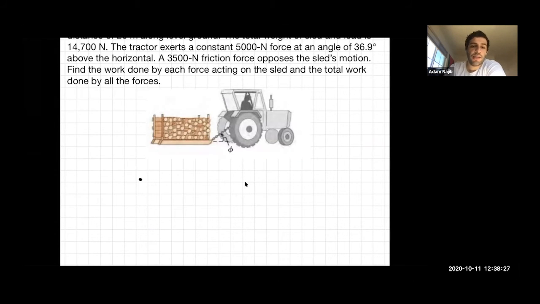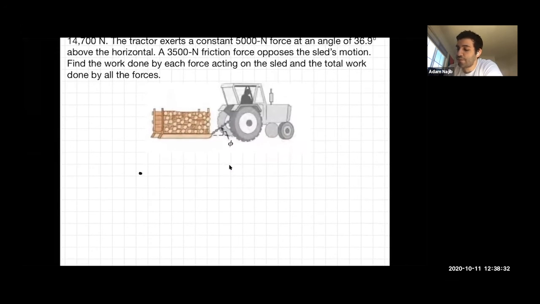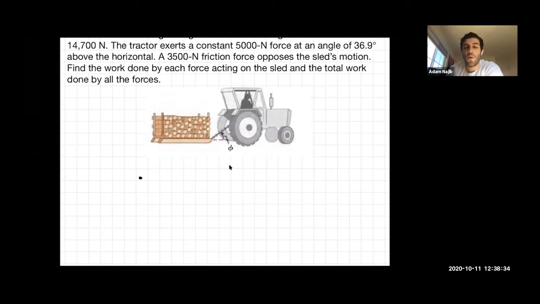I can tell from the question that I have a 3,500 Newton friction force that opposes the sled's motion. Even just looking at the diagram, I can tell the sled is moving towards the right, so the friction has to point towards the left because it's opposing motion. So this is a 3,500 Newton force right here. I'm going to call it kinetic friction because it is moving, F sub k.